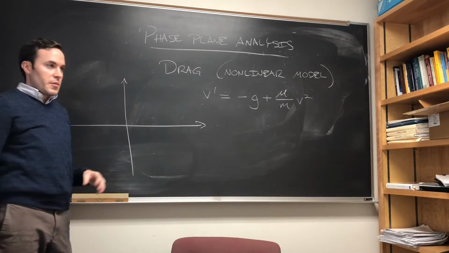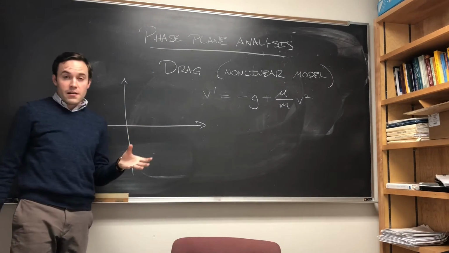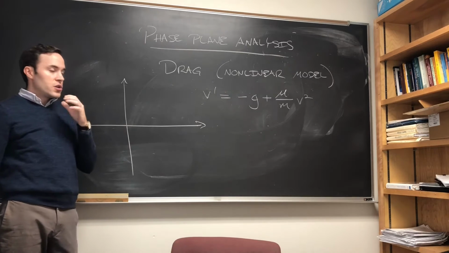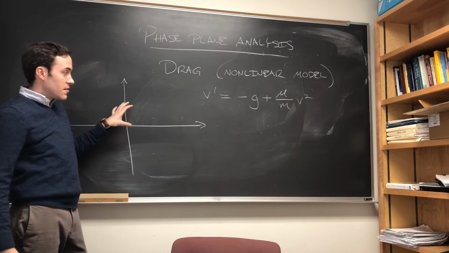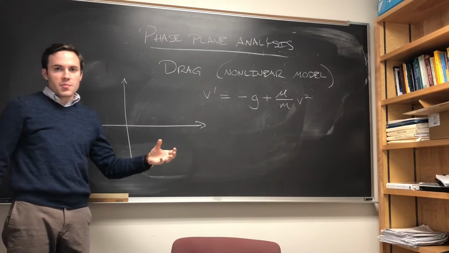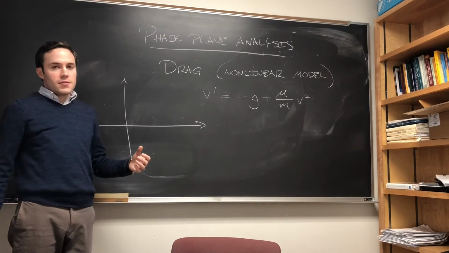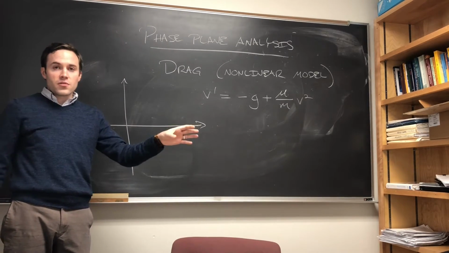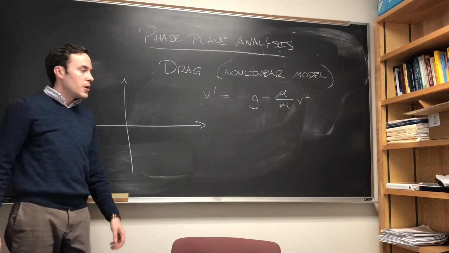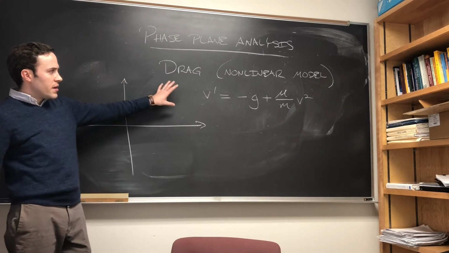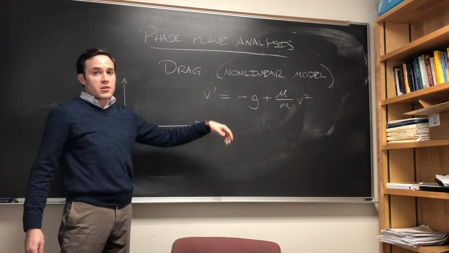Okay, so I want to talk a little bit more about how to do a phase plane analysis, and in particular how to use the information that you actually get from this to tell you about the asymptotic behavior of the function in question. So the behavior as t goes to infinity is usually what we care about. So I want us to look back at our nonlinear drag model.